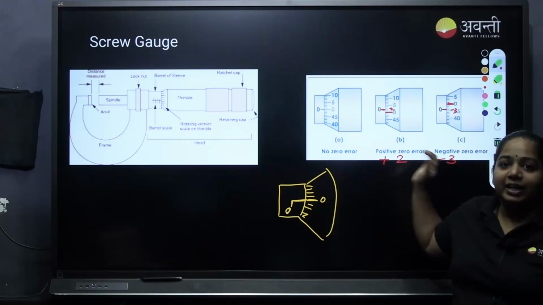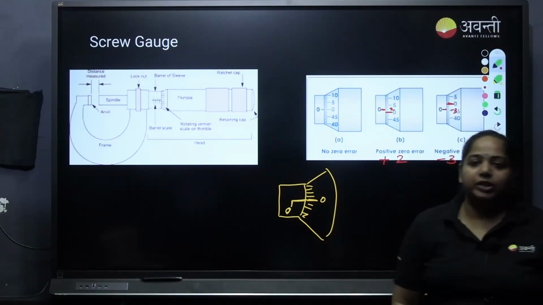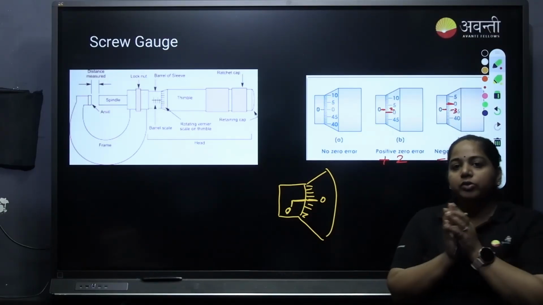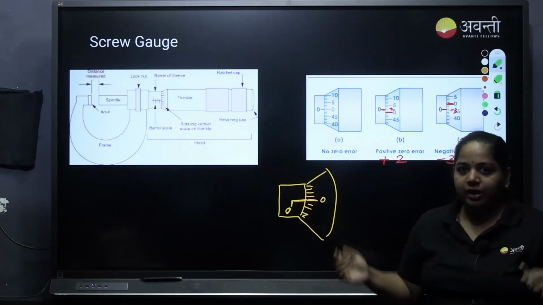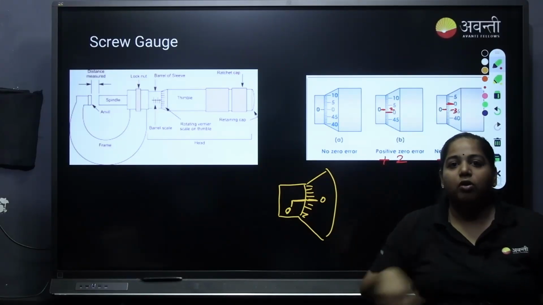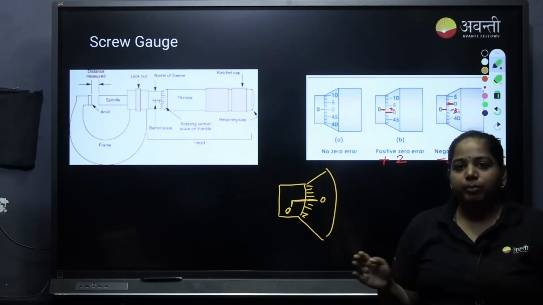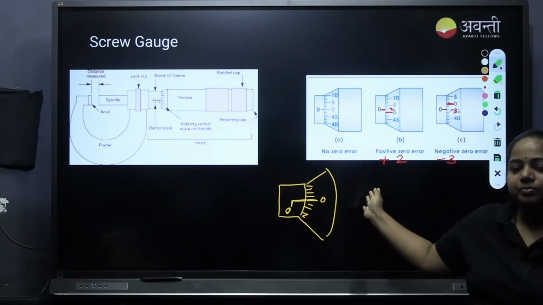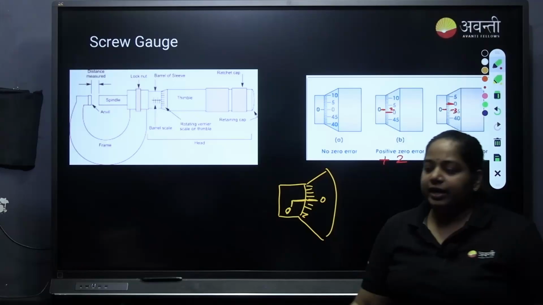You just have to find these values and directly substitute them in our equation. You don't have to change the equation at all. When you substitute these values, it will automatically become plus or minus. So that's how we can calculate errors in screw gauge.